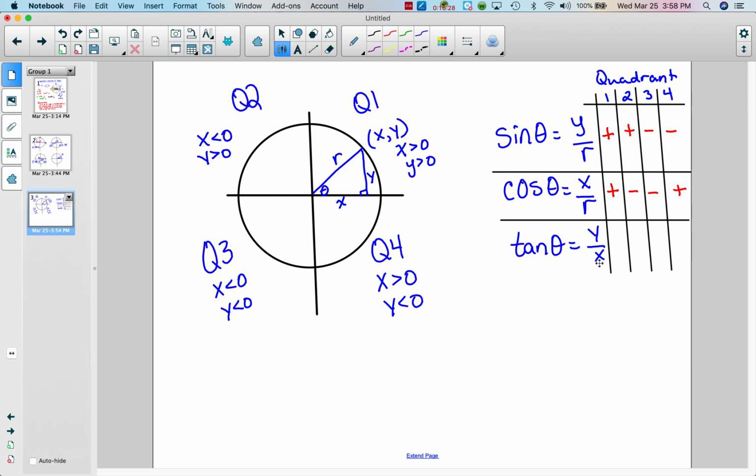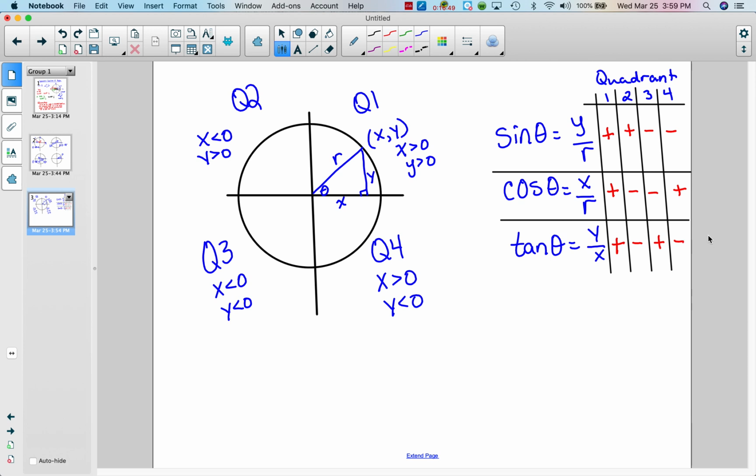Tangent is going to be positive when both y and x are positive. So in quadrant 1, they're both positive. But in quadrant 2, one of them is positive, one is negative, so we get a negative result. In quadrant 3, they're both negative, and a negative divided by a negative is a positive. And in quadrant 4, one of them is negative and one positive, so we get a negative.